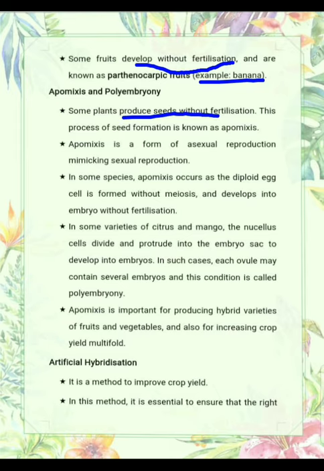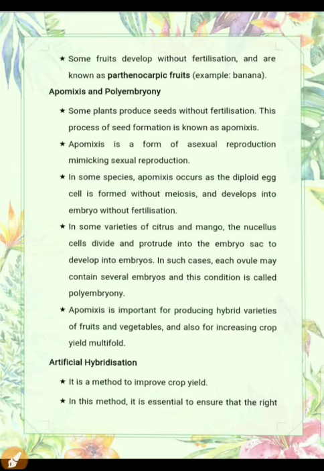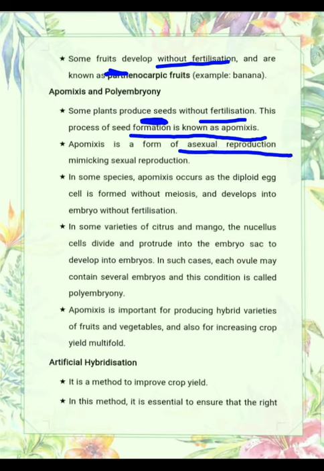Some plants produce seeds without fertilization. The process of seed formation without fertilization is called apomixis. Actually, in parthenocarpy the fruits develop without fertilization, and in this case seeds are produced without fertilization. There is a difference. There are seeds produced without fertilization, and there are fruits that develop without fertilization. So in this case, seeds develop without fertilization. This process is known as apomixis. Actually, it is a form of asexual reproduction, mimicking sexual reproduction. Mimicking means just acting like that, but it is not actually sexual reproduction. Due to the formation of seeds, we can say that it mimics sexual reproduction.